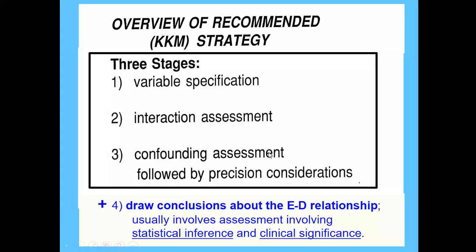The three stages involve variable specification, interaction assessment, and confounding assessment, followed by precision considerations. And what I said near the end of last time is that these are the 3 stages. There's different ways you can work through these things, but this is the order in which you should do them, according to this strategy.